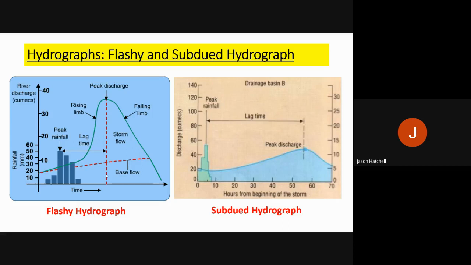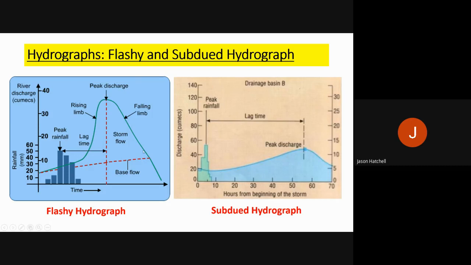Okay? And this might be because of the different type of drainage basin. So a subdued hydrograph, you would actually find in places that are less urbanized. Okay? So in places where more water is infiltrated into the soil and absorbed, and it doesn't get to the river. Okay? So we have our peak rainfall here on the left again. It takes a long time for us to reach peak discharge. We can see there nearly 60 hours. And it doesn't go as high as a flashy hydrograph.